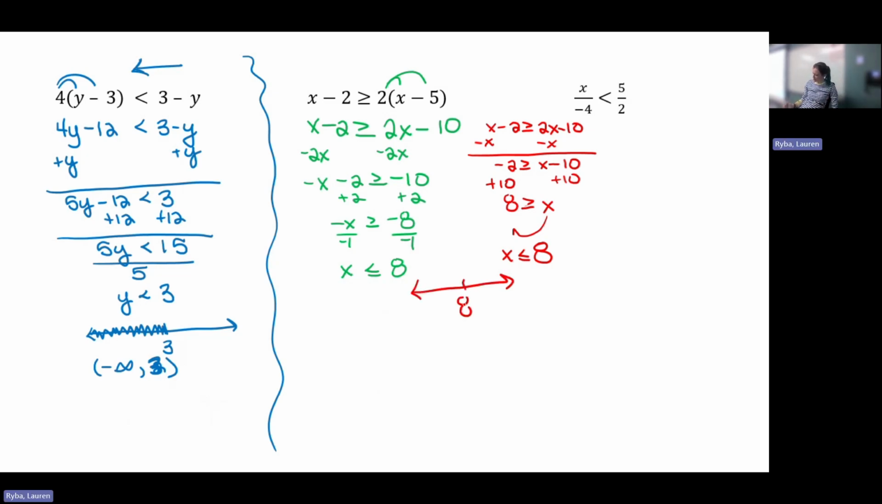Okay, so I would find 8. I want numbers smaller than 8, but I can include it. So I'm going to do a square bracket this time. So negative infinity to 8, include it.